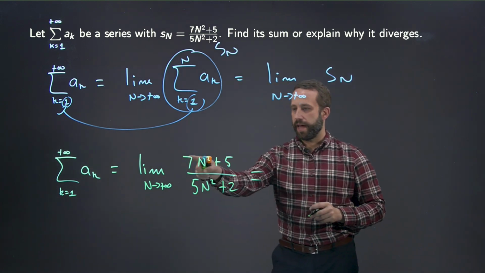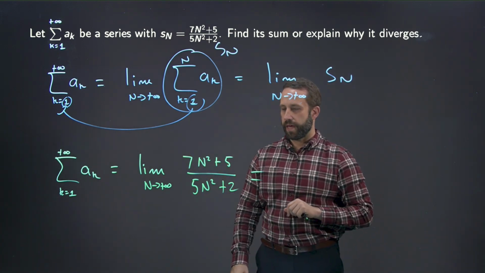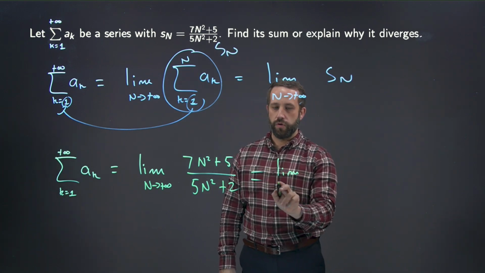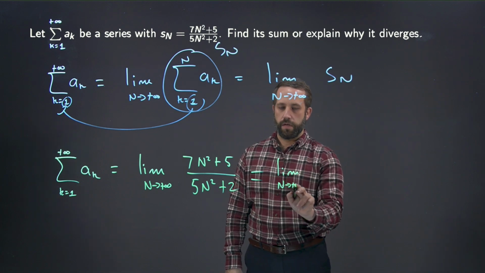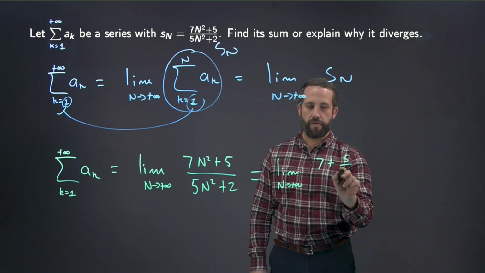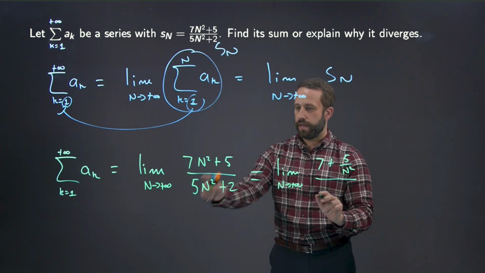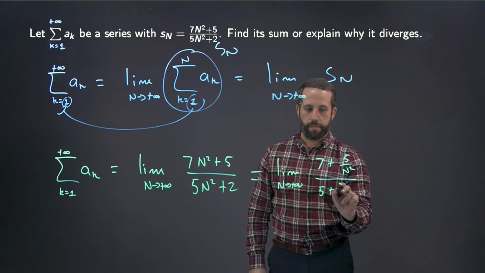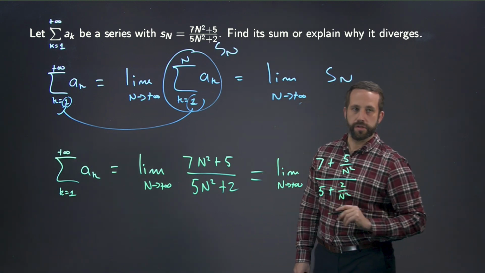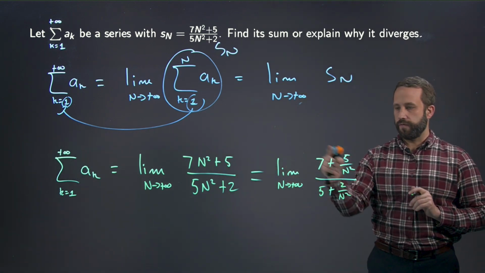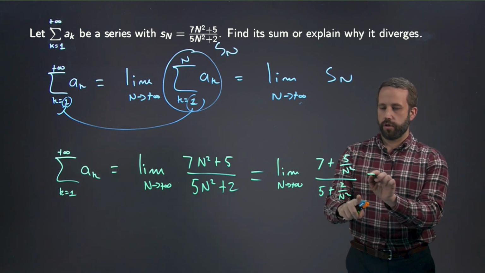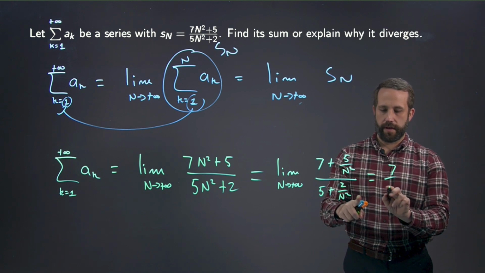Okay, so we've got an infinity over infinity form here. So I'm going to divide the top and bottom by n squared. L'Hopital's rule is also okay for this one. If I divide the top by n squared, I'm going to get 7 plus 5 over n squared. And then the bottom, I'm going to get 5 plus 2 over n squared. As n goes to infinity, this goes to 0, and this goes to 0. So overall, this is just equal to 7/5.